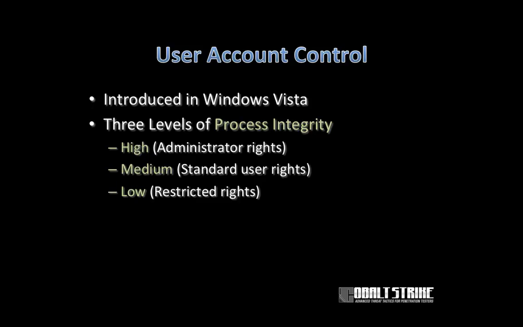Things changed in the world of Windows Vista. Windows Vista introduced a collection of technologies called user account control. One of the things in this collection of technology is the concept of process integrity level. In Windows, it is possible for a process to run in one of three integrity levels. High, which means administrator rights, medium, which means standard user rights, or low, which is a process with restricted rights.